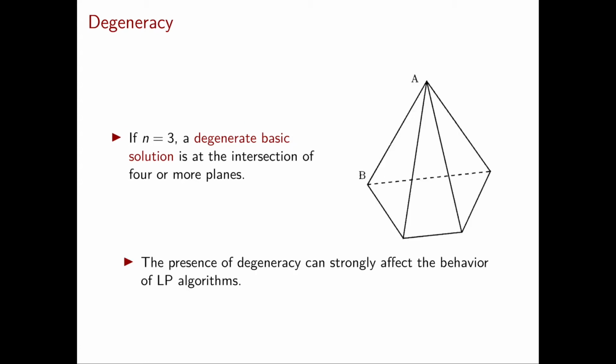In dimension 3, inequalities are planes, and the constraint is active at the point if the point is in the corresponding plane. In this example, in dimension 3, we have a total of 5 inequalities that define this pyramid, and the definition of the degenerate basic solution asks for a point to be at the intersection of 4 or more planes. So in this example, the only degenerate basic solution is A, and it is at the intersection of exactly 4 planes. Degenerate basic solutions can strongly affect the behavior of linear programming algorithms, and especially of the simplex method that we will see in chapter 3.